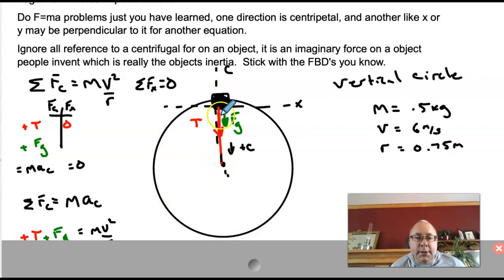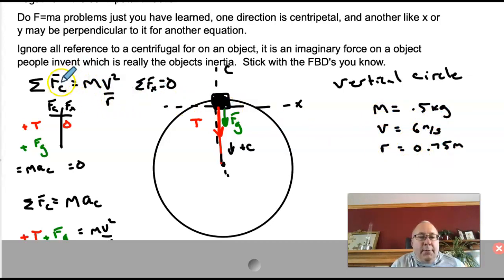This is a string, so there's going to be tension in the string. The tension would be pulling downward, keeping the object on the circle from flying off. And also there'd be gravity, acting downward. So we have two forces that we already know about that act in a centripetal direction. So we can see if we set up our coordinate system on the object, there'd be a coordinate which we would call centripetal, and there'd be a coordinate perpendicular to it that we could call x in this case because it's horizontal. We'll let the mass, velocity, and the radius of the object be these quantities right here.